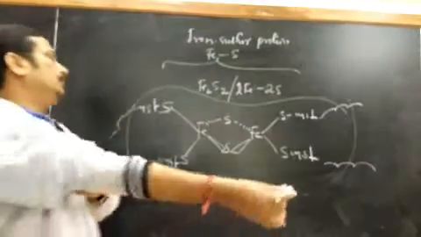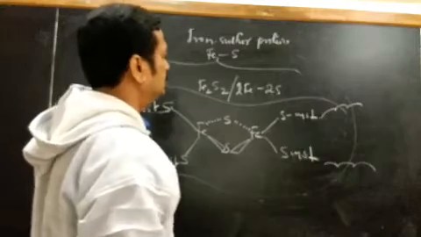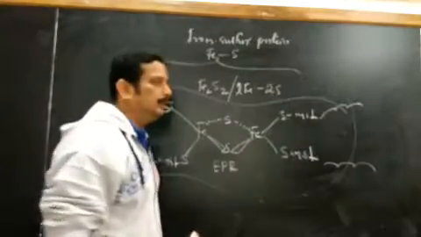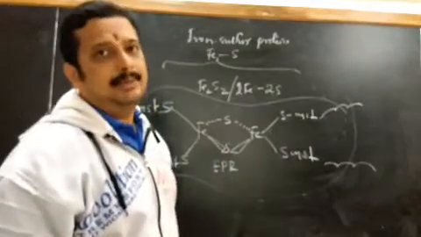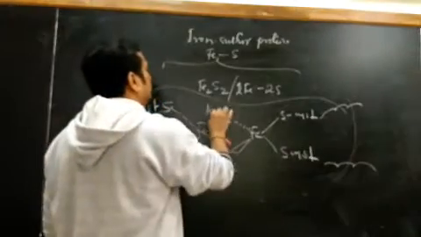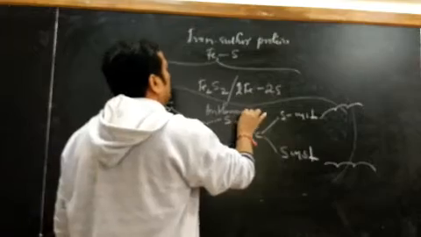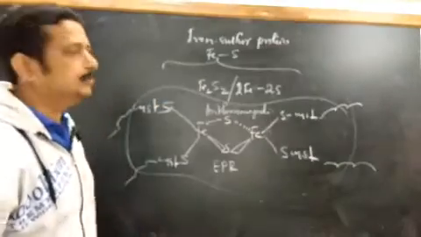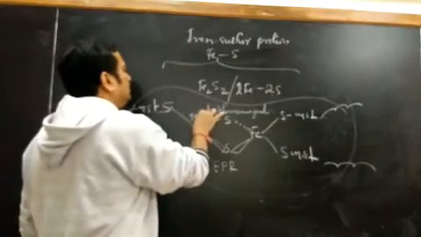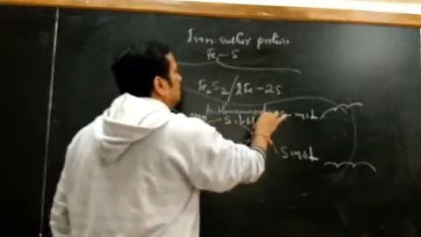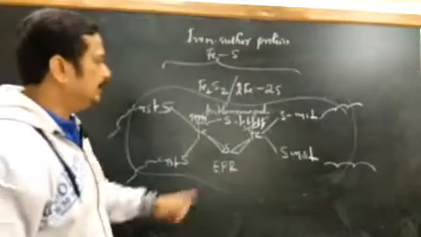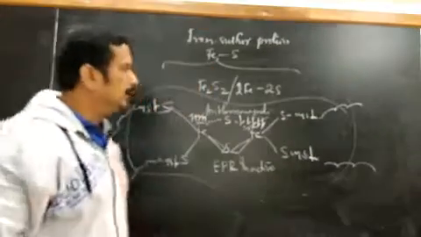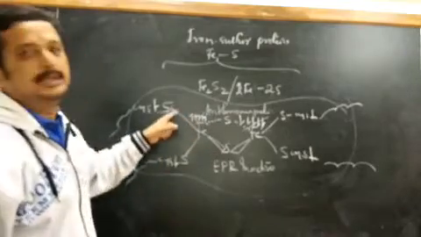This is also used for what? If you see here, it is EPR inactive. Both irons here have an antiferromagnetic nature, so the spins cancel. So 1, 2, 3, 4, 5 on each, and both get cancelled, and they are EPR inactive.